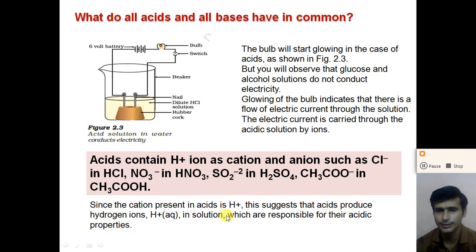So all acids contain H+ ion as the cation. For example, in hydrochloric acid the H+ ion is there, in nitric acid the H+ ion is there, and in sulfuric acid the H+ ion is the cation. Along with the cation, the anion is a negative ion. The presence of the H+ ion in the solution is responsible for the acidic property of the solution. So dear students, understand that all acids have a common H+ cation.